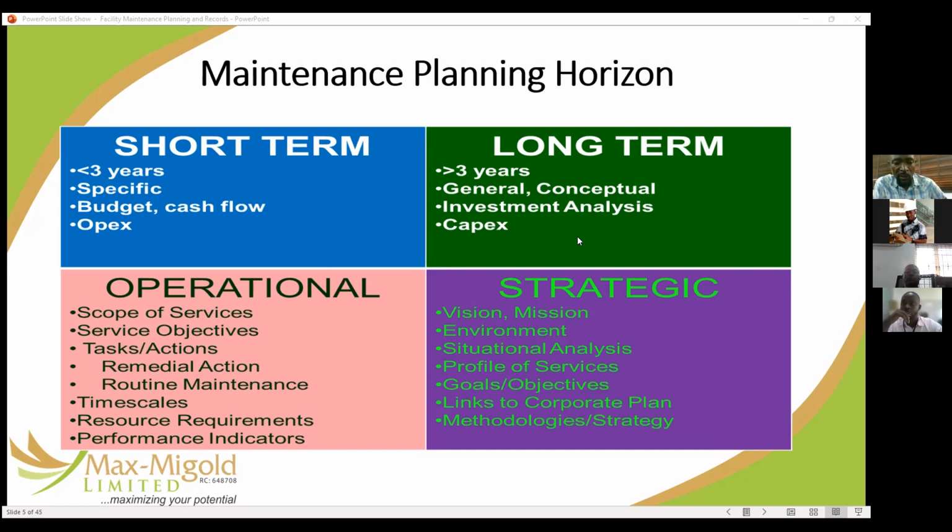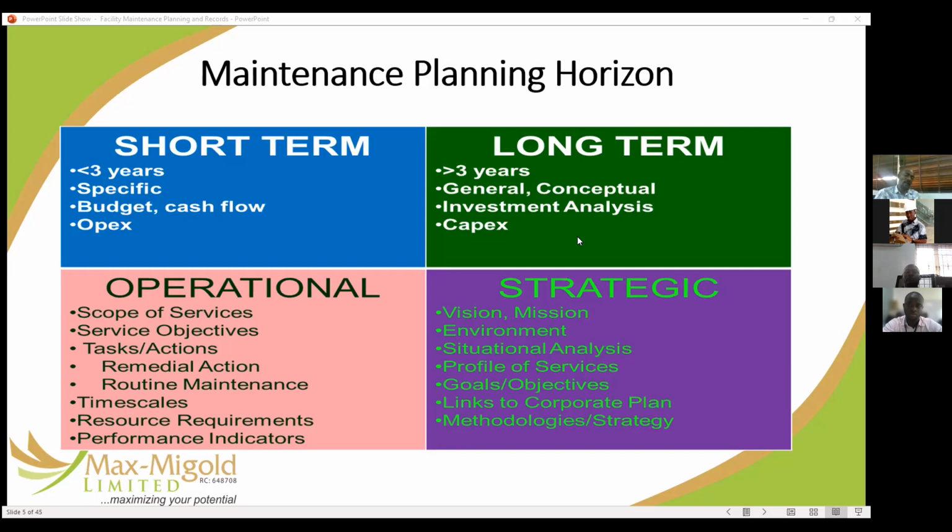So in terms of operational, when you are dealing with maintenance planning, you consider the scope of the service that you want to carry out. What is the objective of that service? Then the task and action. Then what are the remedial actions? What are the routine maintenance? What are the time scales? The resource requirements and performance indicators. What is the manpower that is required? How many days, how many hours will it take?